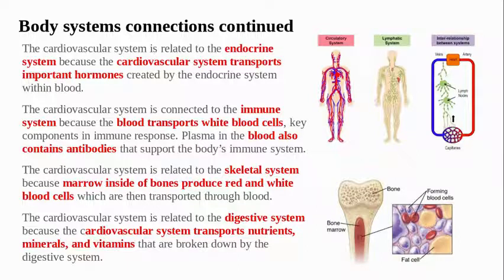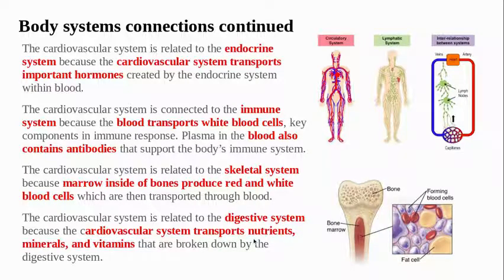So the cardiovascular system is also closely related to the endocrine system because blood contains hormones, and it helps the endocrine system to transport those hormones to target cells and organs. And then the cardiovascular system is also closely connected to the immune system or lymphatic system. So as you can see over here, here are all the body cells spanning throughout the body, and it closely mirrors the lymph nodes throughout the body and the lymphatic system. And then as we talked about, the blood transports white blood cells and antibodies, so that also helps the immune system. And then the cardiovascular system is connected to the skeletal system because red and white blood cells are created by bone marrow in those bones.